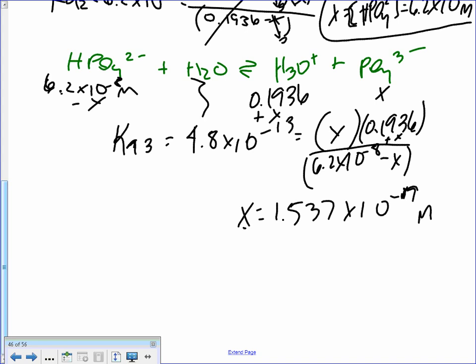What is this equal to, though? What is this ion that we're talking about? So phosphate. So, oops. What other ions do I need to go ahead and identify the concentration of? Do I have them all?